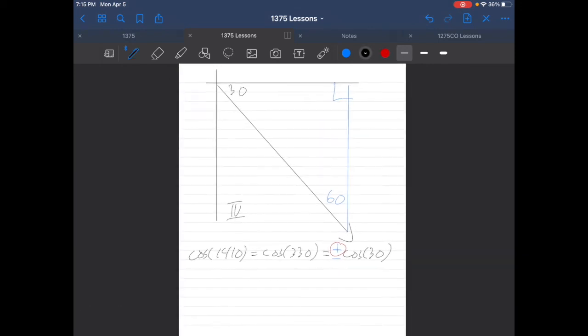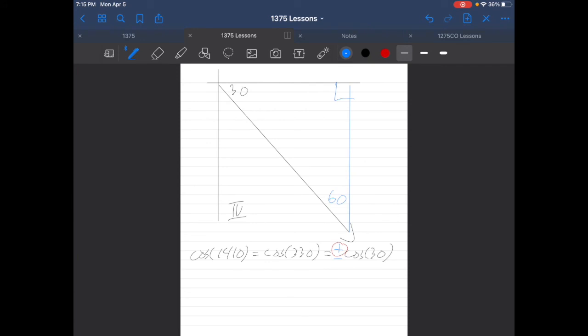So what's the cosine of 30 equal to? Remember, this 30, 60, 90 right triangle has side measures of opposite 30 is 1, opposite 60 is radical 3, and then the hypotenuse measures 2. And with SOHCAHTOA, we are looking at cosine is equal to adjacent over hypotenuse.